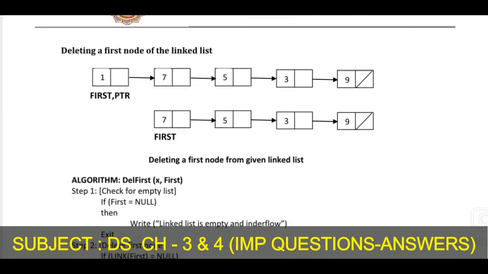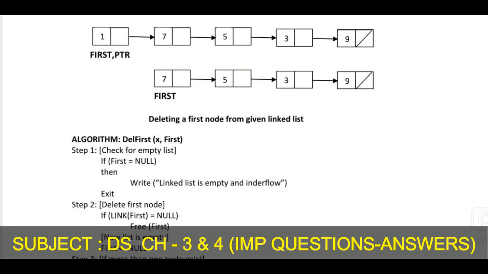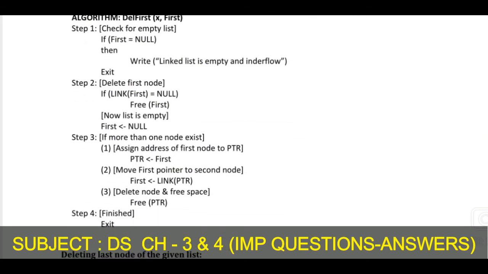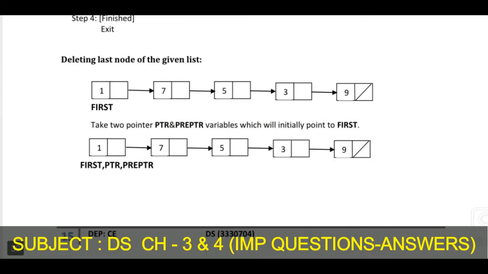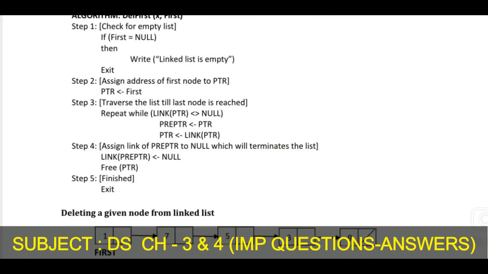But here, delete first node from the linked list is an IMP concept for the GTU exam. So delete a node, but which node? Delete the first node of the linked list is a very IMP concept regarding the GTU exam. So here one is an example of linked list with its algorithm step, how to delete the first node from a given linked list, and here how to delete the last node from the given linked list. So here one is the algorithm step.